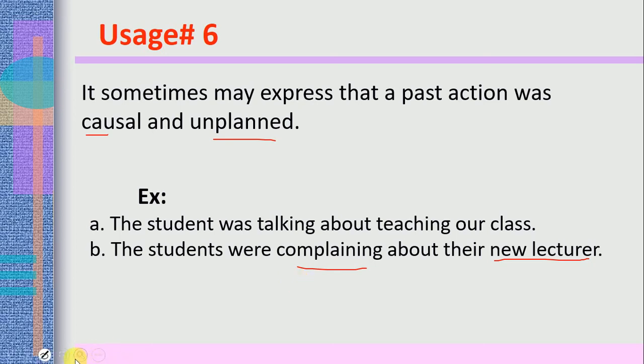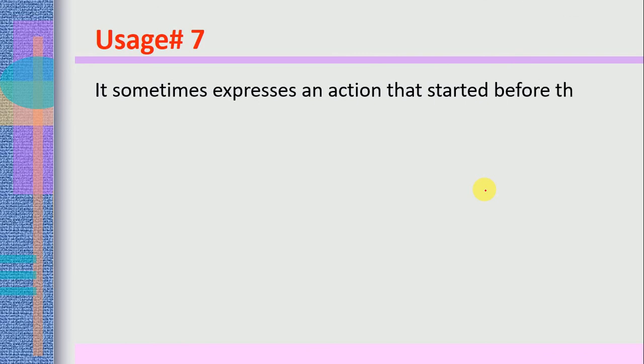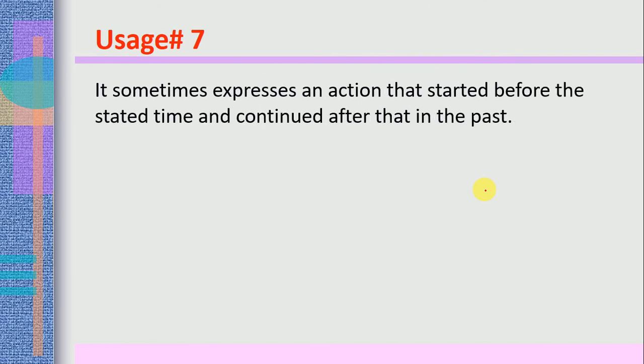Okay, so now we also have the other usage of past continuous tense, the 7th usage. It sometimes expresses an action that started before the stated time and continued after that in the past.